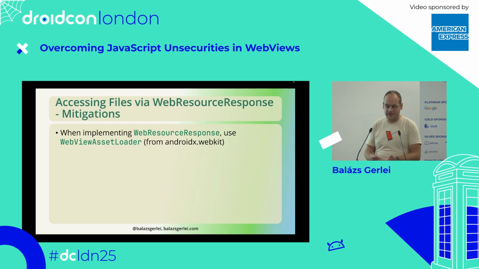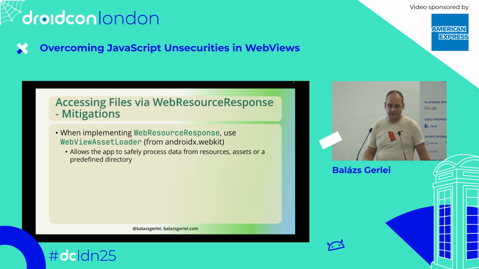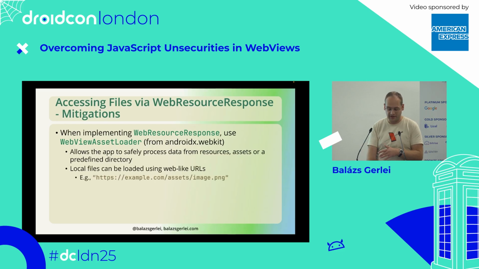Mitigations. Basically, there's an accompanying API to the WebResourceResponse, which you should always use. It's part of AndroidX WebKit, and it not only protects you from these kinds of attacks, but it also, as you will see in a moment, simplifies the implementation a lot. So always use WebViewAssetLoader together with the WebResourceResponse. It allows you to safely process the data and come up with the URL path. So you don't need to expect the URI appended to the end, but you set up how the URL will be and what kind of file will be accessible.